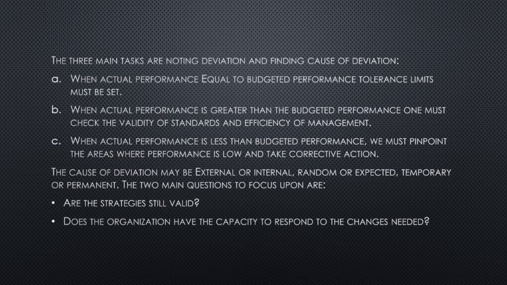The three main tasks are the deviation and the cost deviation. A. When actual performance is equal to budgeted performance, a tolerance limit must be set. B. When actual performance is greater than the budgeted performance, we must check the validity of standards and efficiency of management. C. When actual performance is less than budgeted performance, we must pinpoint the areas where performance is low and take corrective action.